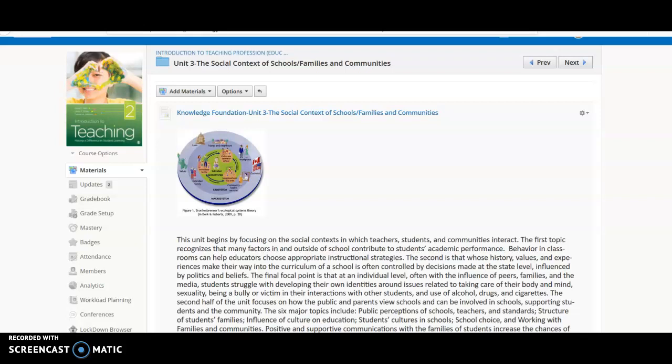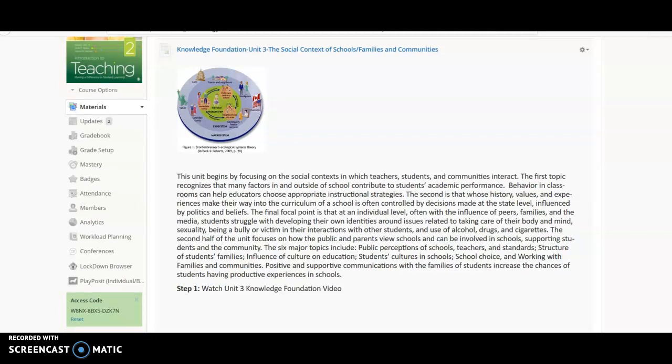So in this unit, we're going to really look at the interaction between teachers, students, and communities. The first topic recognizes that many factors in and outside of the school contribute to academic performance, and so we need to know what's going on in our students' families and in their lives in order to best help them in the school environment.